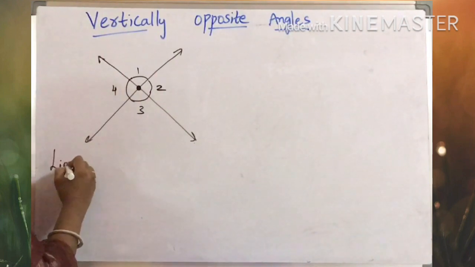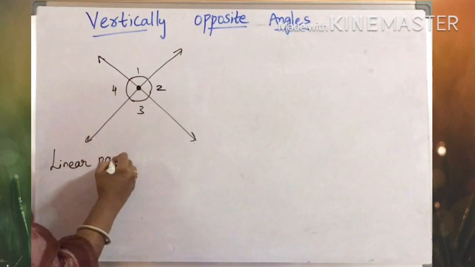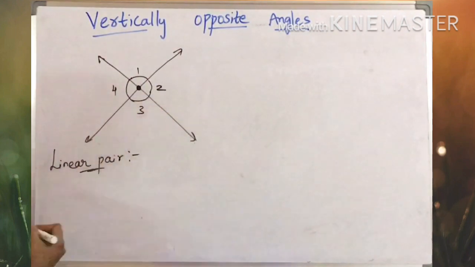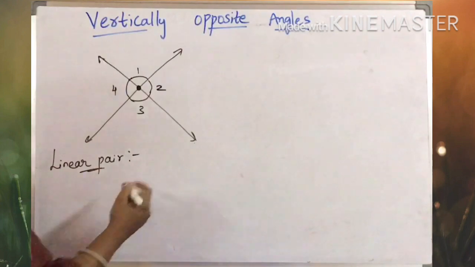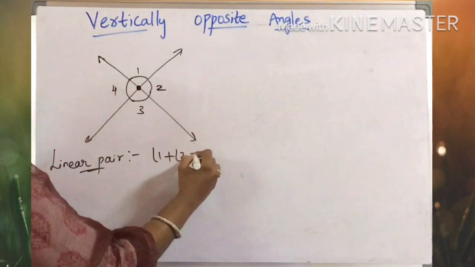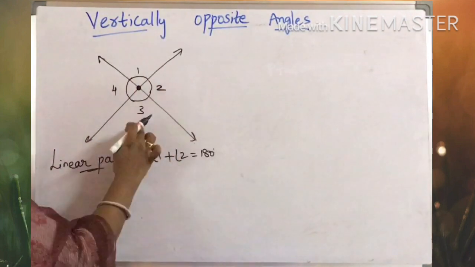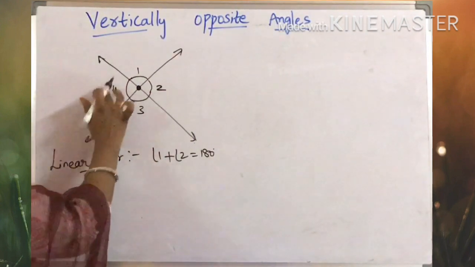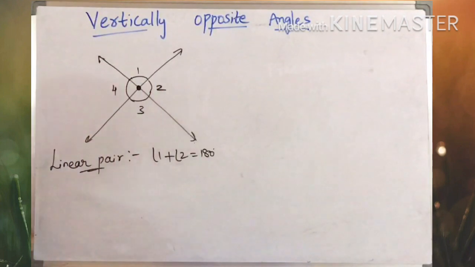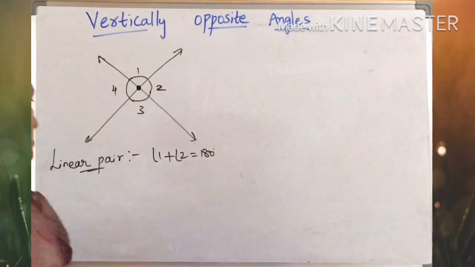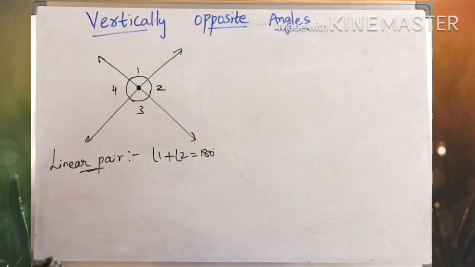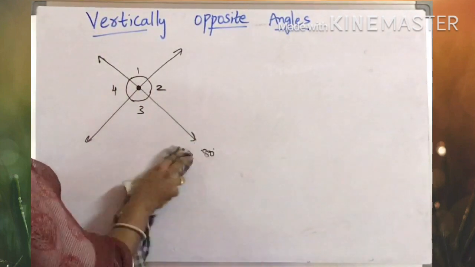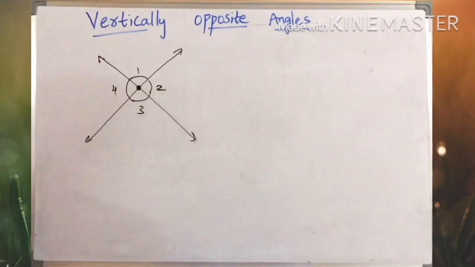And we have discussed linear pair also. What is a linear pair? A pair of adjacent angles whose sum is 180 degrees, meaning supplementary. That is angle 1 plus angle 2 equal to 180. Angle 2 plus angle 3 equal to 180. Angle 3 plus angle 4 is also 180. Angle 4 plus angle 1 is also 180. So totally we will get 4 pairs of adjacent angles, and 4 linear pairs also. Now coming to vertically opposite angles.